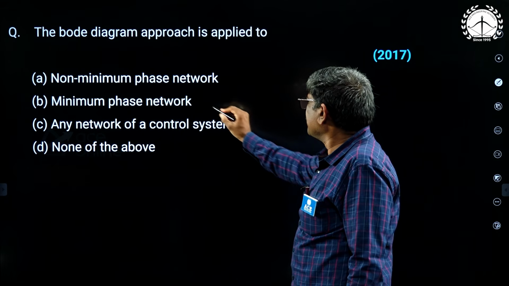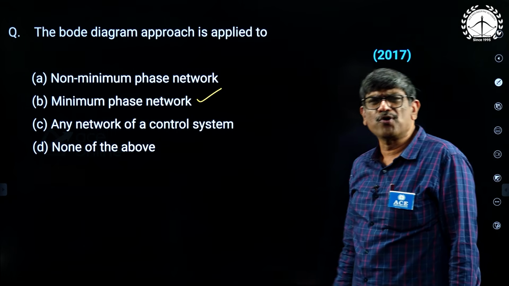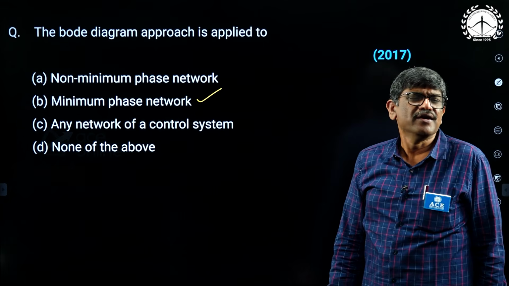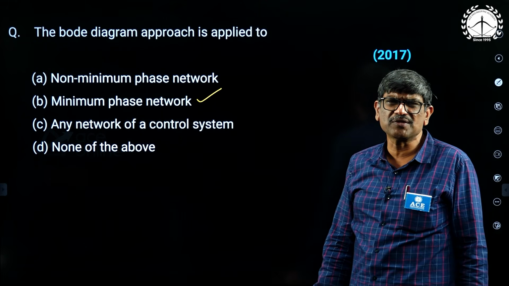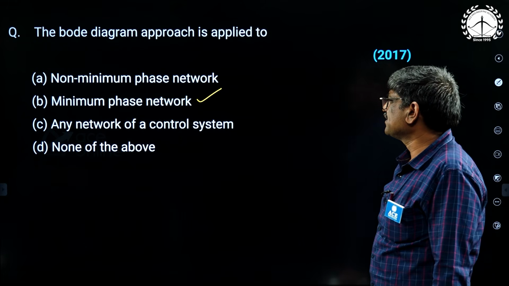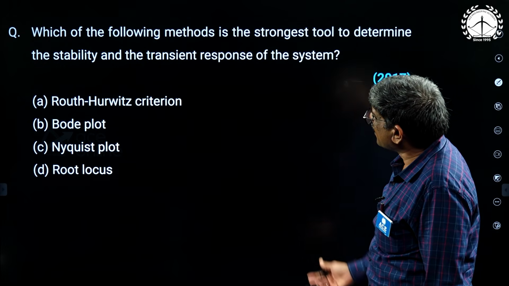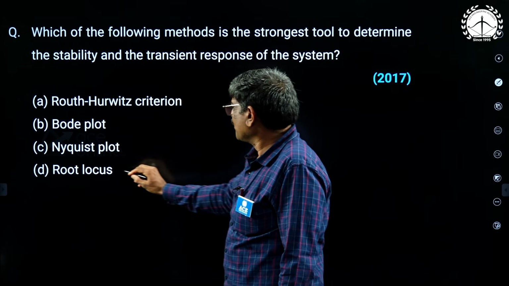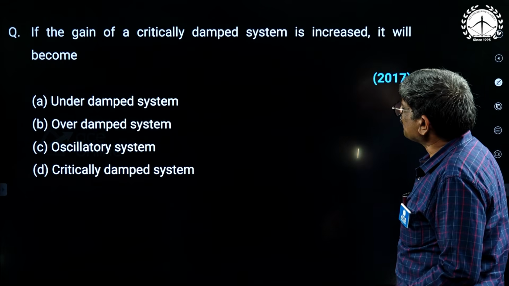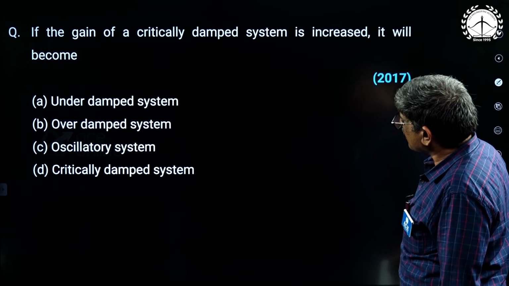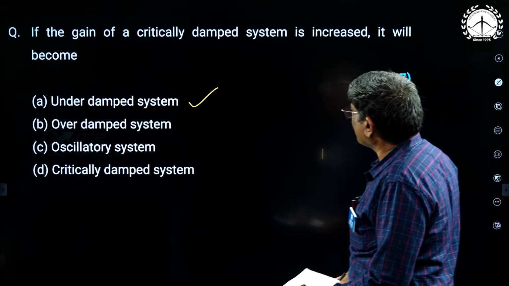Bode diagram, you know it is approached for what? Minimum phase network. Because even if we draw a Bode plot for non-minimum phase, we cannot define stability. Gain margin and phase margin concepts are valid for only minimum phase systems. Which one of the following is strongest to determine? Already second time, same thing, root locus. Root locus is best for stability and transient response. This was already covered. Underdamped, right? Gain is increased, underdamped.